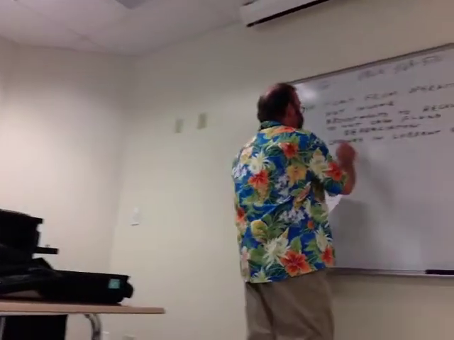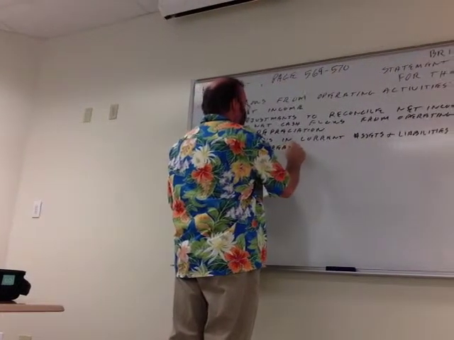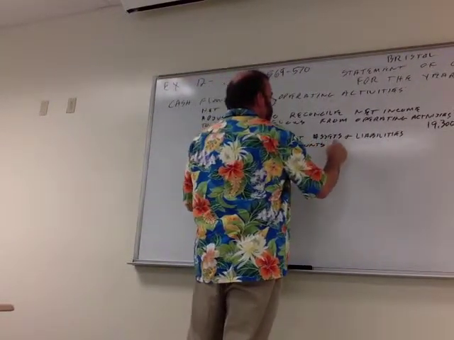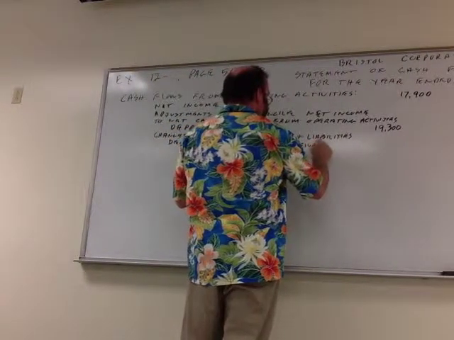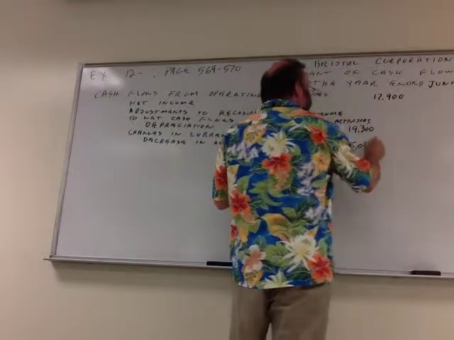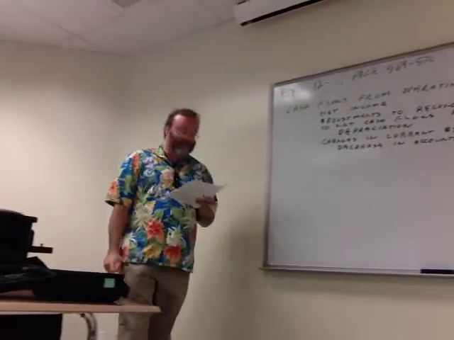So current assets, not including cash, because cash is what we're reconciling to. Accounts receivable started the year at $26,000 and ended the year at $21,000. We had a decrease in accounts receivable, a $5,000 decrease. The effect to cash is that it goes up. It's a positive adjustment.